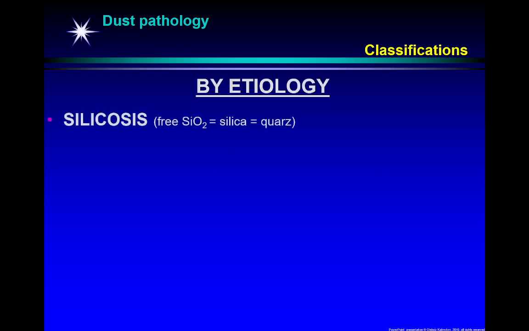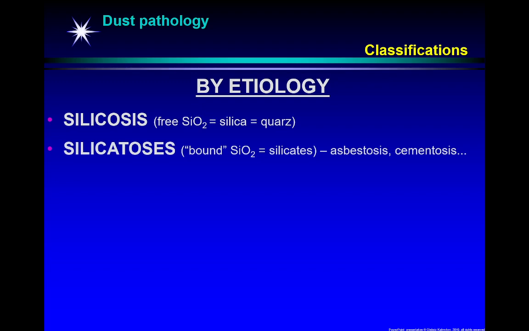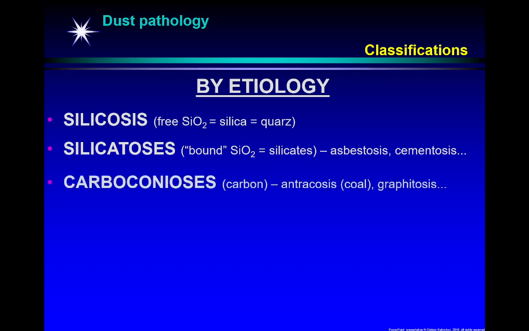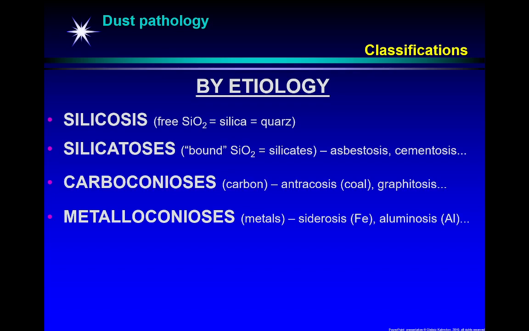By different approaches, pneumoconiosis might be classified by etiology into five groups. Silicosis, pneumoconiosis caused by free silicon dioxide, whose synonyms are silica or quartz. Then a group of silicatosis, caused by dust containing silicic acid or silicates, for example, asbestosis, cementosis, and others. A group of carboconiosis caused by dust containing carbon: anthracosis caused by coal dust, graphitosis caused by graphite, and others. Pneumoconiosis named metalloconiosis, caused by metallic dust, like siderosis caused by iron dust, aluminosis caused by aluminium dust, etc.